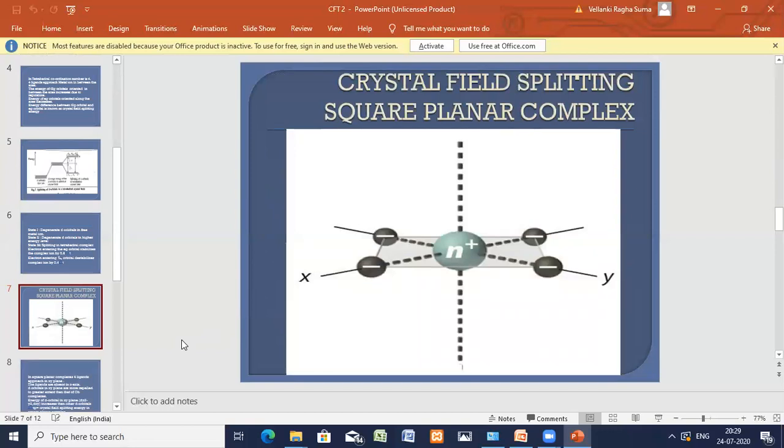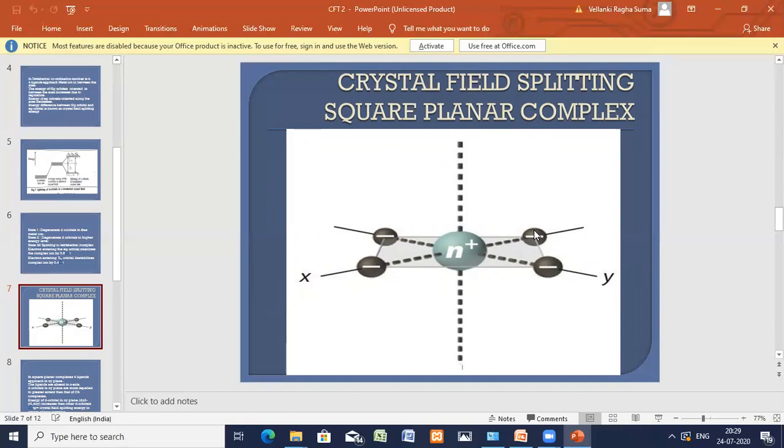Now we'll see the crystal field splitting in square planar complexes. In the square planar complexes, you are having 4 ligands. There the minus charge indicates the ligands. Minus 4 indicates the ligands. These are coming along the axis. These are also coming along the axis.